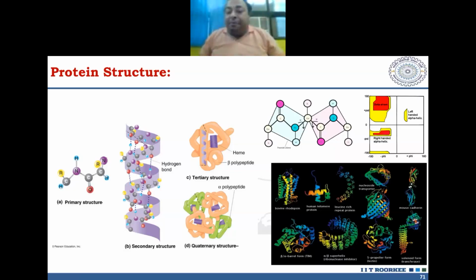What I'm trying to say, there is C double bond O, NH. So in a peptide, it is C double bond O, NH. So is it a single bond or a double bond? My question to you guys. C double bond O, NH, between C and N, is it a single bond or a double bond?